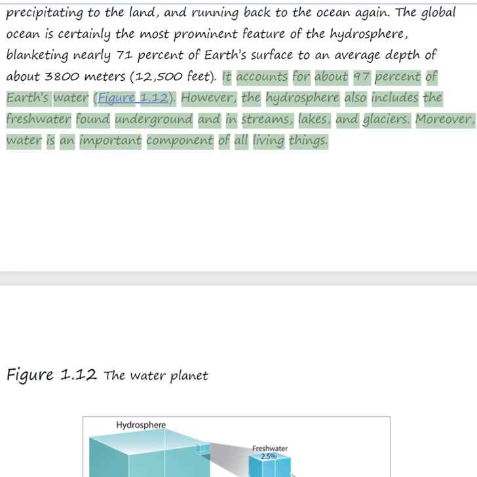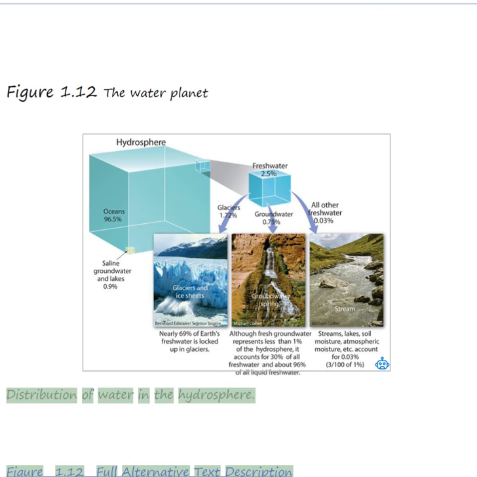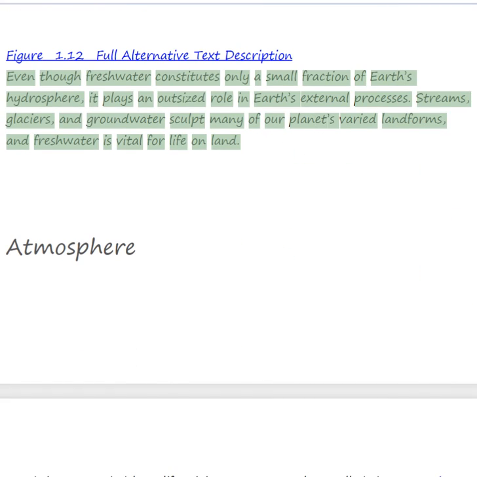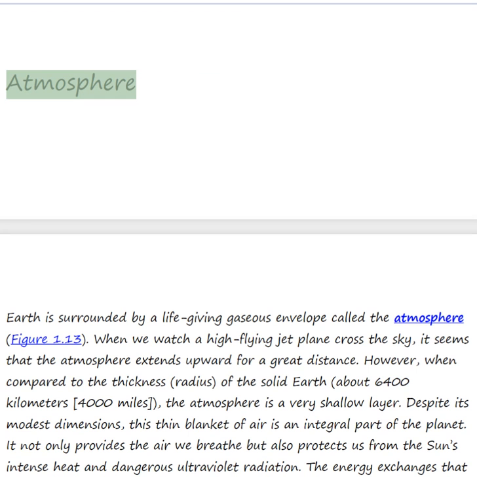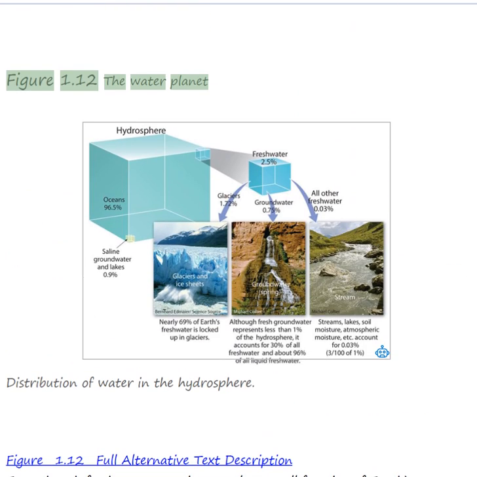However, the hydrosphere also includes the freshwater found underground and in streams, lakes, and glaciers. Moreover, water is an important component of all living things. Distribution of water in the hydrosphere. Figure 1.12 Full alternative text description. Even though freshwater constitutes only a small fraction of Earth's hydrosphere, it plays an outsized role in Earth's external processes. Streams, glaciers, and groundwater sculpt many of our planet's varied landforms, and freshwater is vital for life on land. Figure 1.12 The water planet.